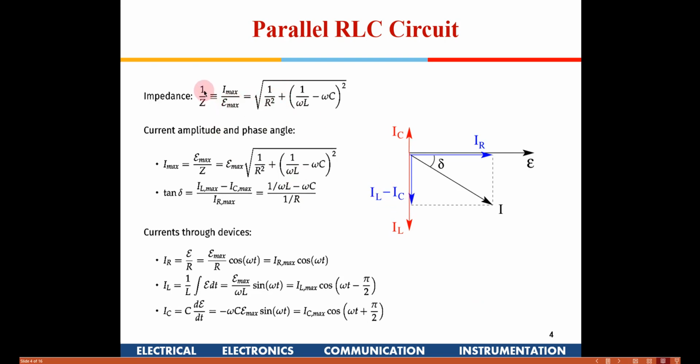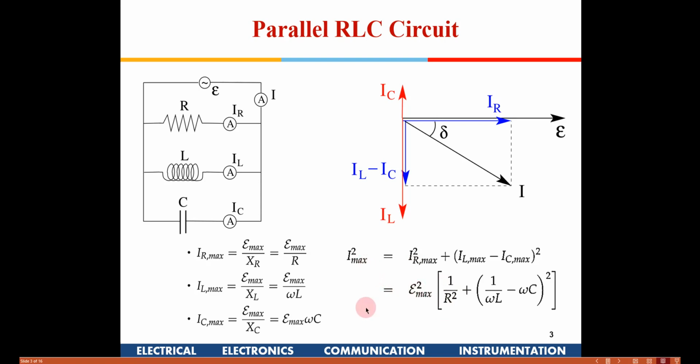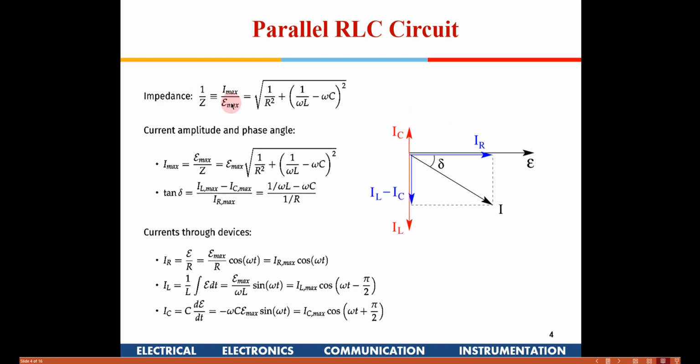So if I have to write the impedance, 1 by Z is not impedance, it is known as admittance. So 1 by Z will be I max divided by E max, which is the square root of 1 by R square plus and so on. This is coming from this equation, so I am bringing this E max to the bottom and taking a root. So this is 1 by Z, and 1 by Z is known as the admittance. This is the equation which we need to follow to find out the impedance offered by a parallel RLC circuit.